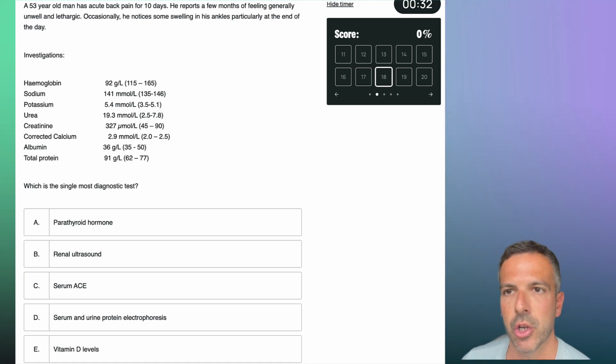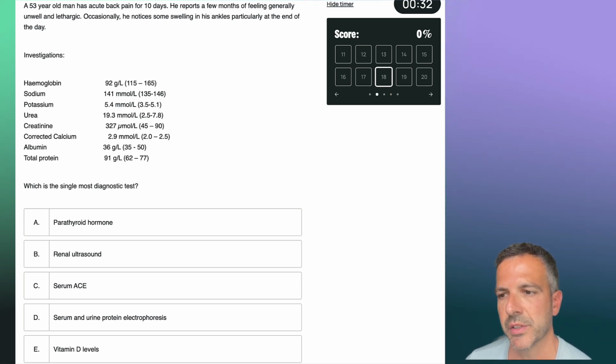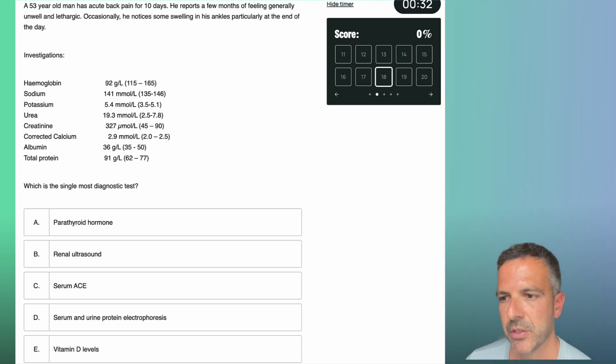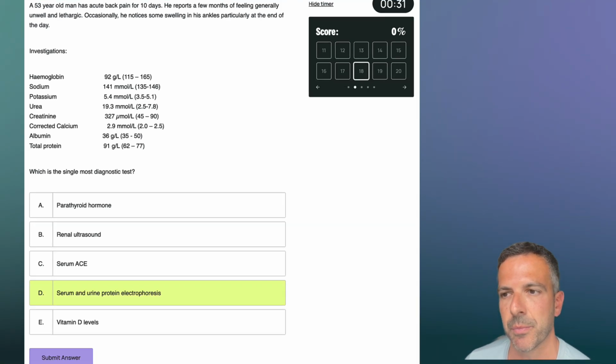So we then look to the options. Which of the diagnostic tests here tell us about multiple myeloma? And usually it's a serum and urine protein electrophoresis. And that's option D. So let's click on option D, but let's look at all the others.